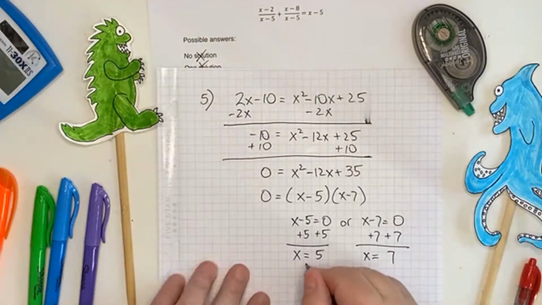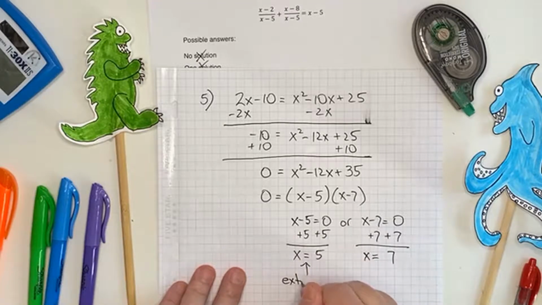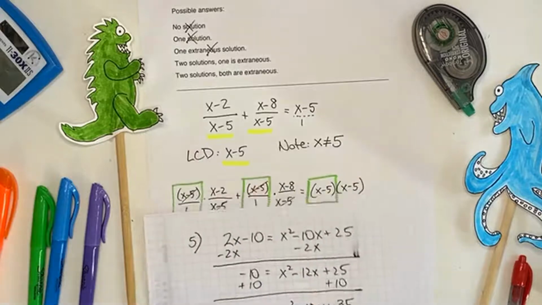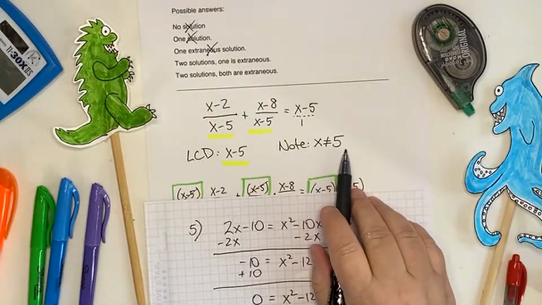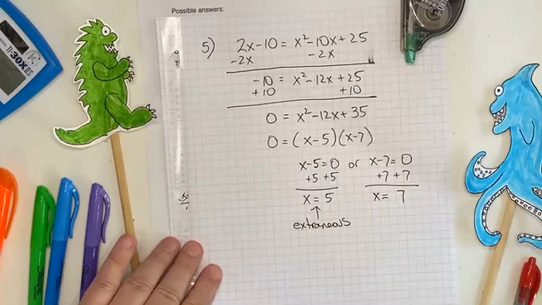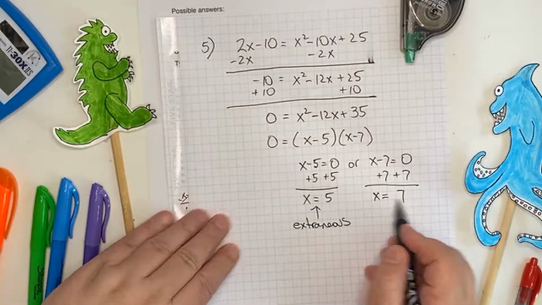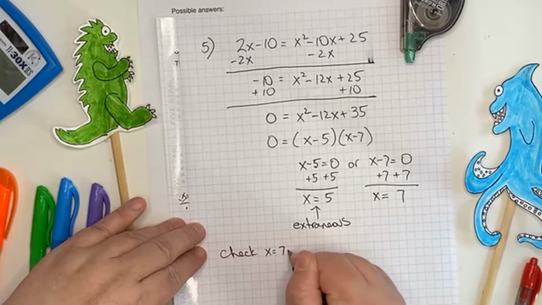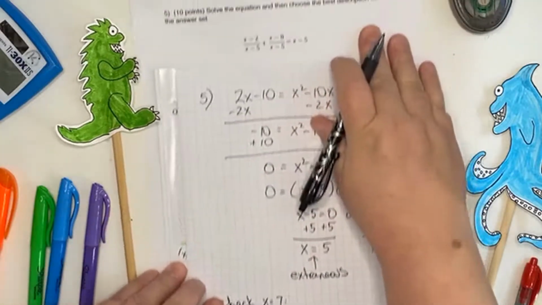Okay, so we know this one is extraneous, right? Because we already said, don't let the pigeon drive the bus. Don't let x equal 5. A great book, by the way. So let's try x equals 7. Let's check this out.